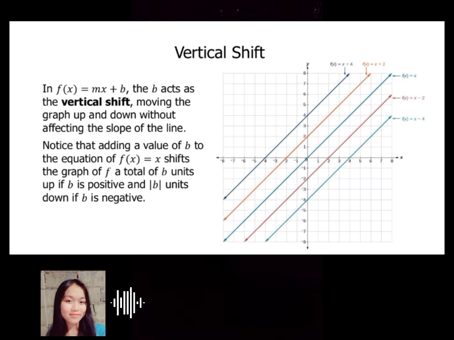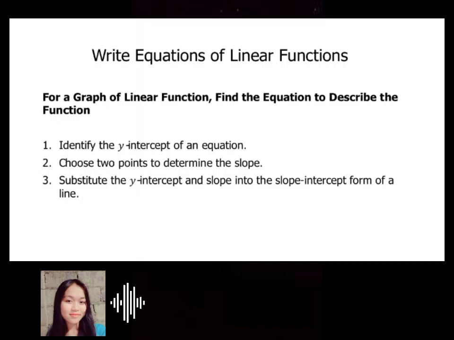Now, how can we write equations of linear functions? For a graph of a linear function, find the equation to describe the function. How? This is our first step. Number 1, identify the y-intercept of the graph. Then step number 2, choose 2 points to determine the slope. And step number 3, which is the last step, substitute the y-intercept and slope into the slope-intercept form of a line.